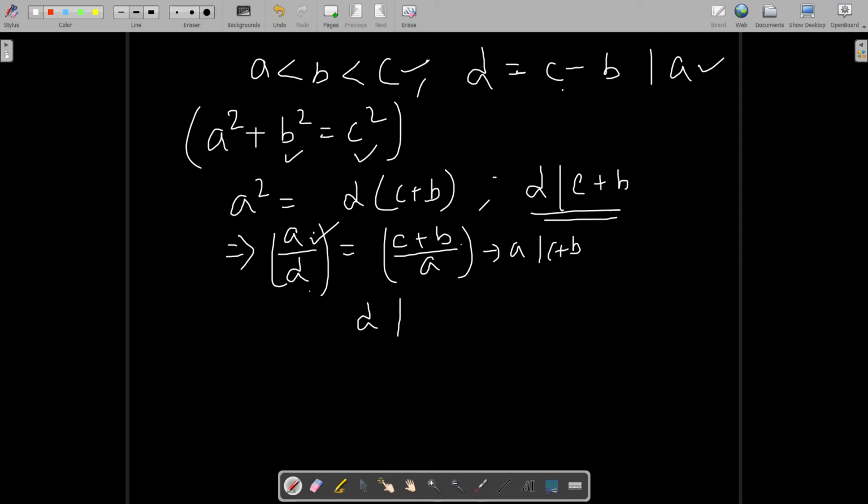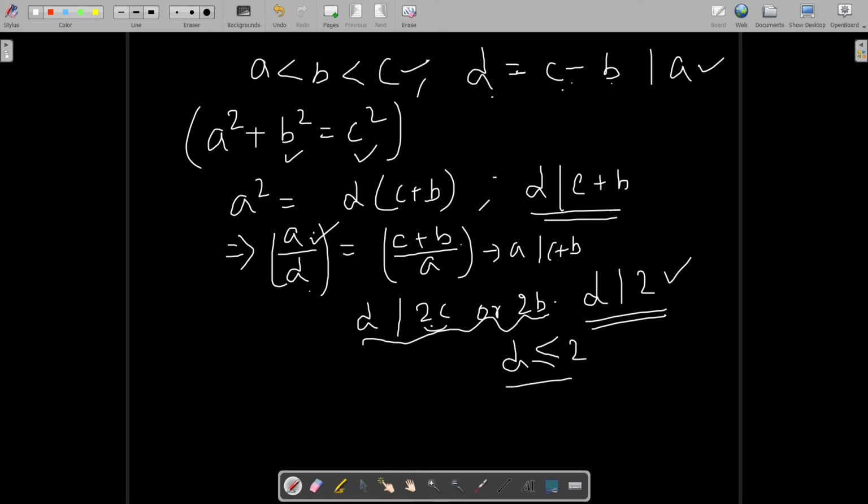So dividing the difference and the sum, we get that d divides either 2c or 2b, right? If d divides c, it must also divide b, right? d cannot divide c because d is equal to c minus b, neither can it divide b. So from this entire thing we only get d divides 2, and since d divides 2, we can say d is less than or equal to 2. And when d is less than or equal to 2, the second part becomes a bit easy. Not really, but it becomes a matter of observation and stuff.